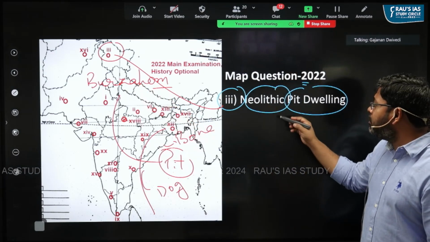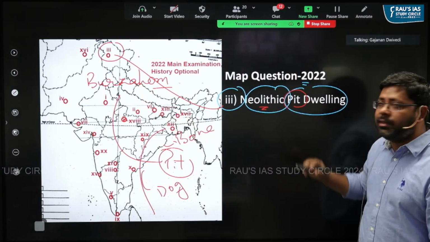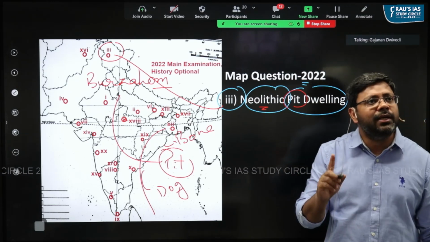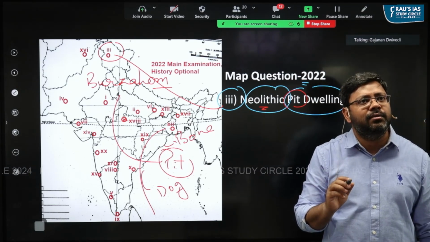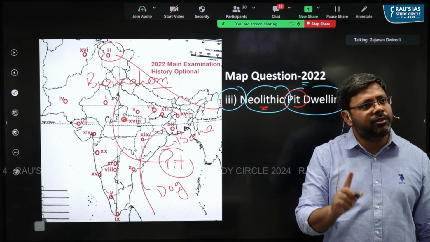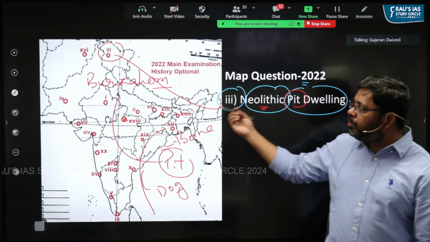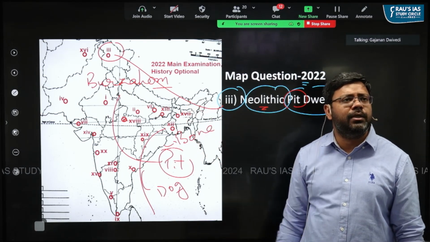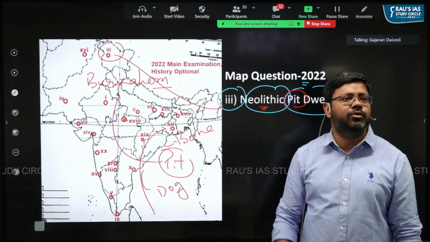The moment they say Neolithic plus pit dwelling, you know that they are talking about a Kashmiri Neolithic site. And the super important Kashmiri Neolithic site is Burzahom.